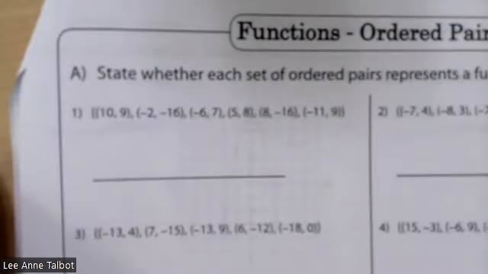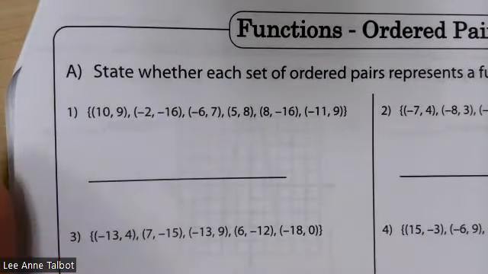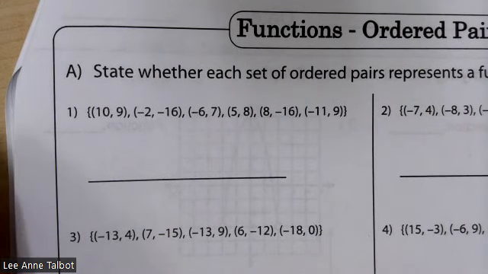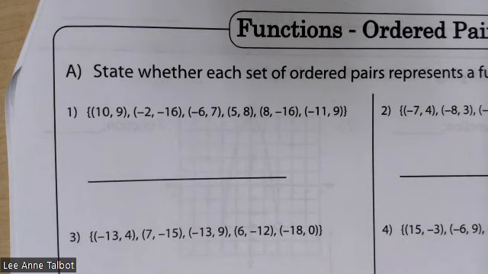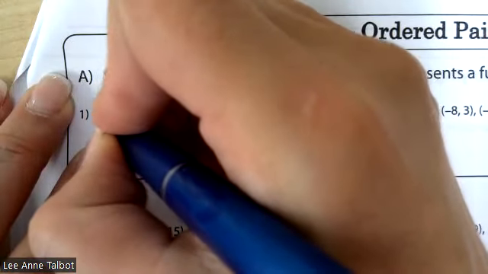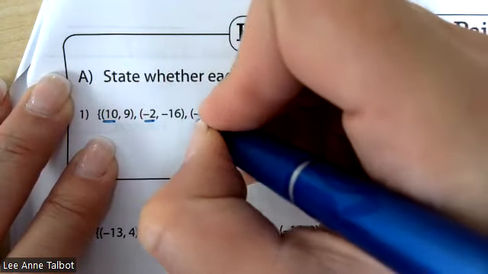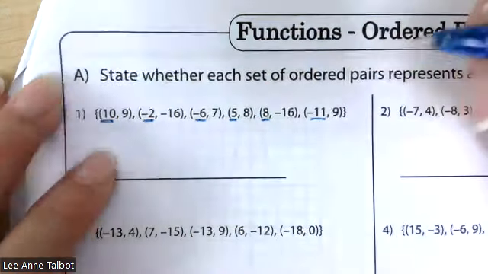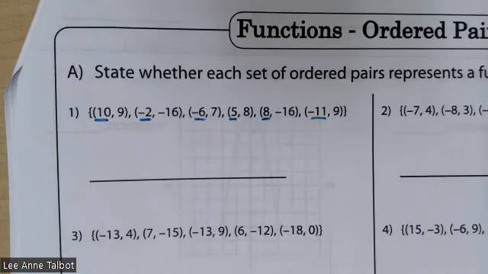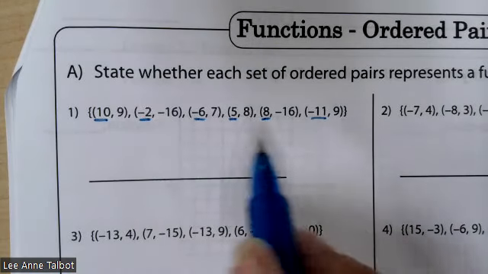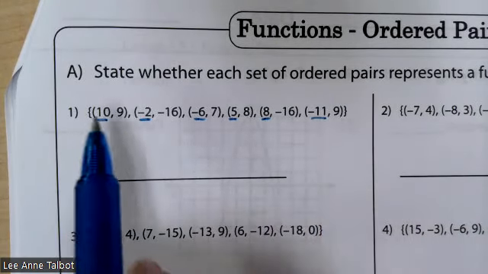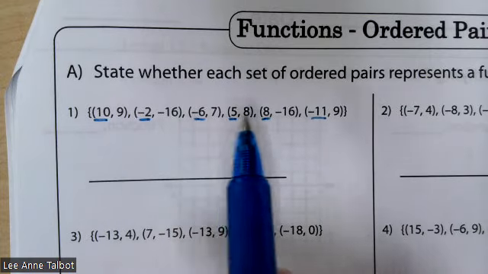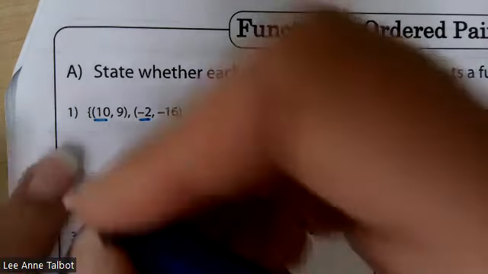So we have to remind ourselves, what is a function when it's a set of ordered pairs? That means there are no x's that have different y's. What I want you to do is look at the x's for repeats. So just underline the x's. Just narrow your focus to the x's. Do any of them repeat? No.